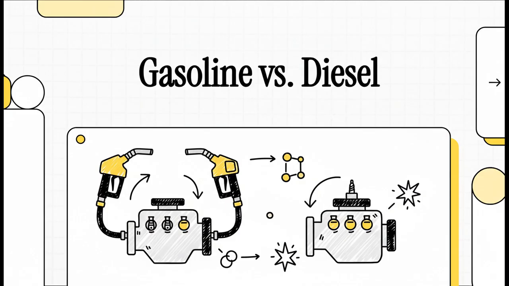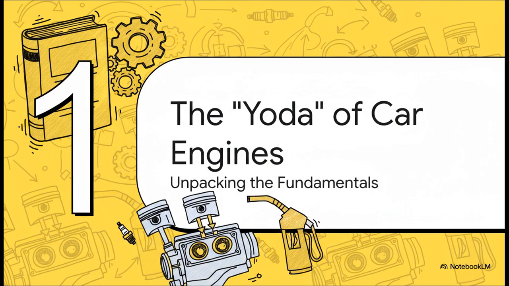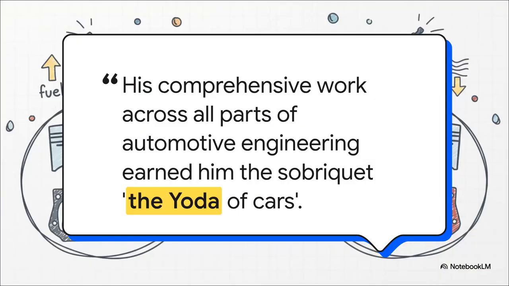And trust me, the answer is way more fascinating than you might think. And to really get to the bottom of this, we're going straight to the master text on the subject. It's a book called Internal Combustion Engine Fundamentals, written by MIT's own Professor John B. Heywood. I mean, this book is basically the Bible for engine engineers all over the world. In fact, Professor Heywood's work is so comprehensive, so deep across all parts of automotive engineering, that he earned a nickname, the Yoda of Cars. So, with the Yoda of Cars as our guide, let's dive into the core principles from his work.